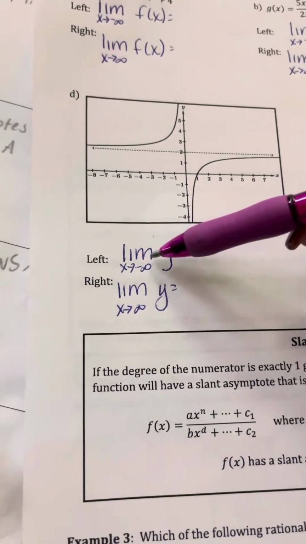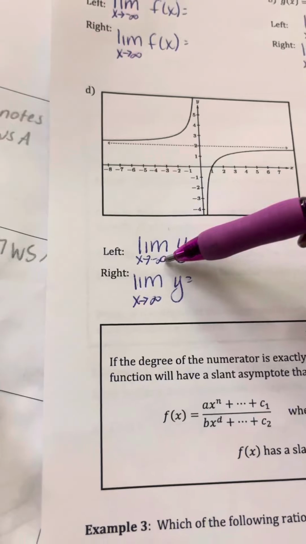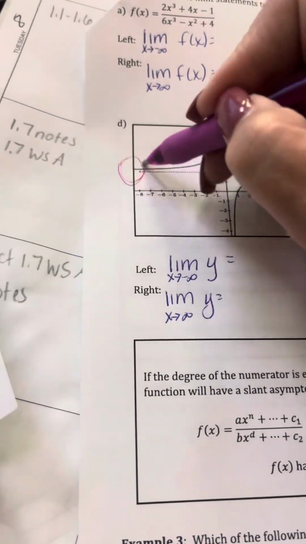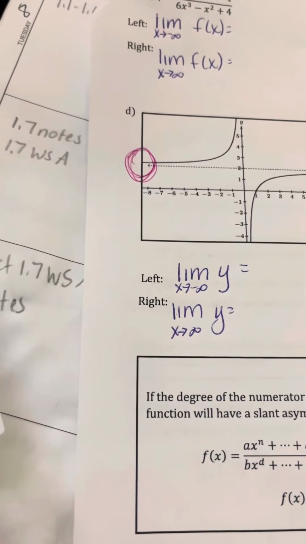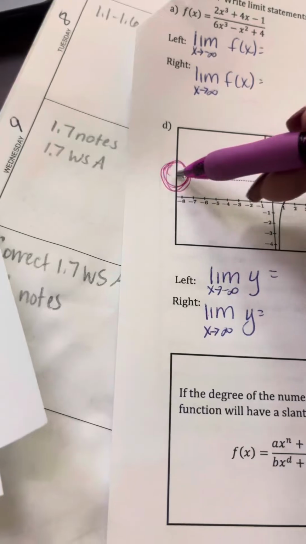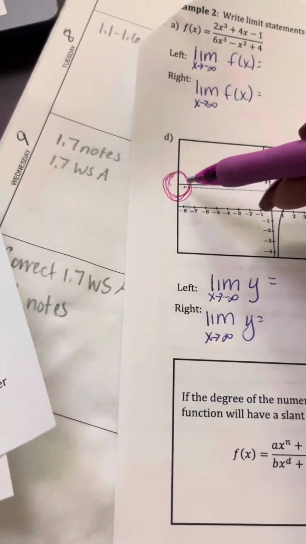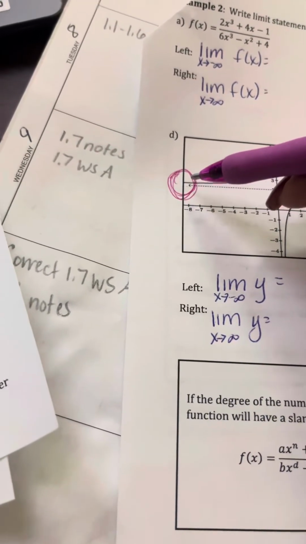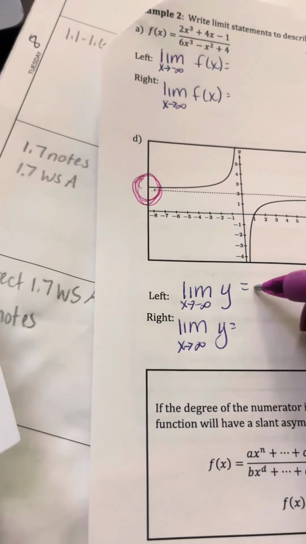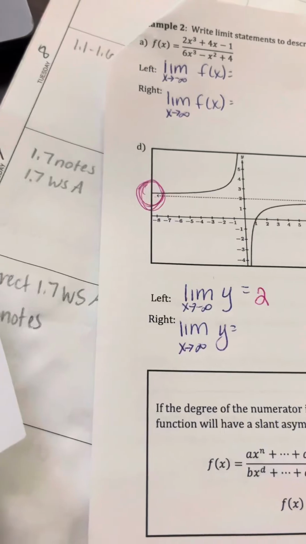So when we describe the behavior of a function as x gets really, really small, that means we're looking to the left. So we're looking over here at what is happening to the graph. Well, what's happening to the graph is I'm approaching this horizontal asymptote. So that horizontal asymptote is going to be my end behavior. That horizontal asymptote is 2, so my end behavior to the left is 2.